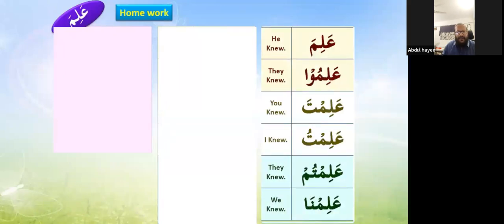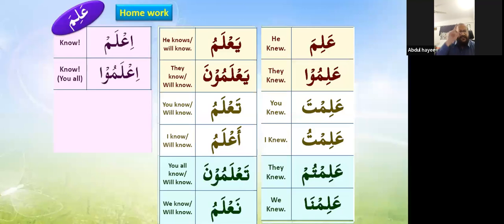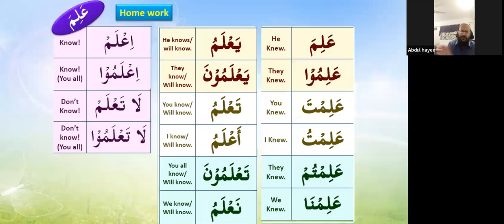Yes, next is Alima, he knew. Alimu, they knew. Alimta, you knew. Alimtu, I knew. Alimtum, you all knew. Alimna, we knew. What about the mudare? Ya'lamu, he knows. Ya'lamuna, they know. Ta'lamu, you know. A'lamu, I know. Ta'lamuna, you all know. Na'lamu, we know. What about the amr? I'lam, know. I'lamu, know you all. La ta'lam, don't know. Who will do this complete table?